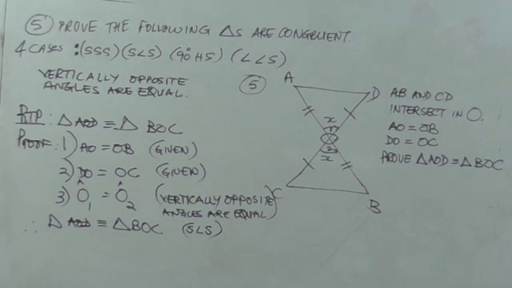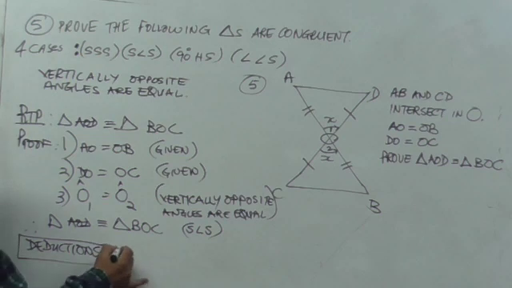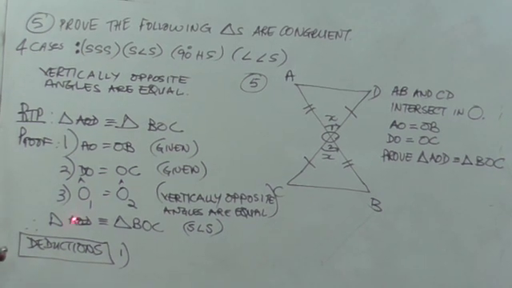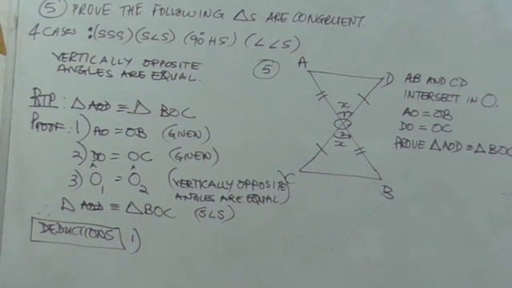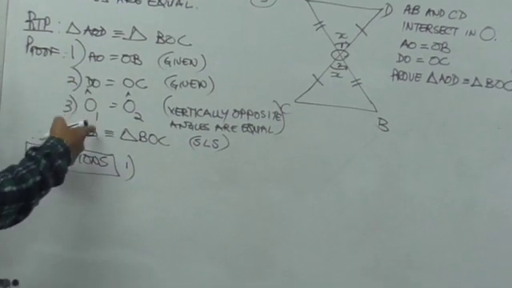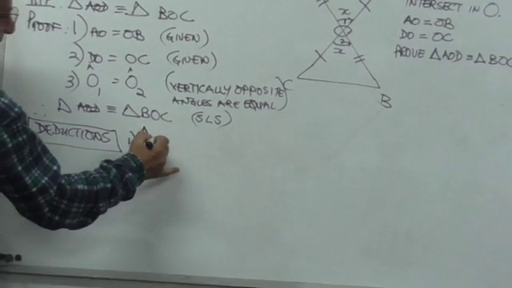Now, they didn't ask us to write down the deductions. They didn't. But I will just do it. Let's do the deductions. We'll always do the angles first. Angle A is equal to angle B. Is that used here? No. So it is a deduction. Angle A is equal to angle B.